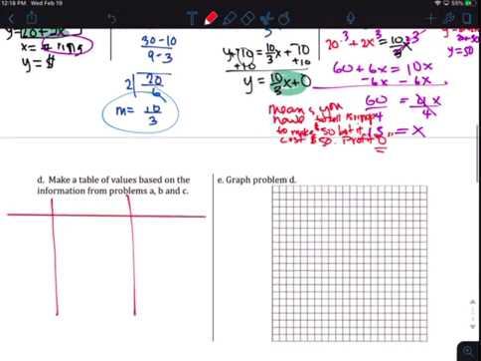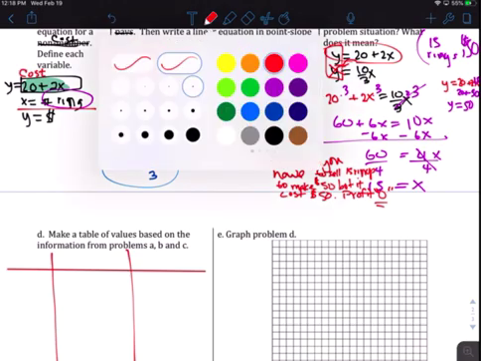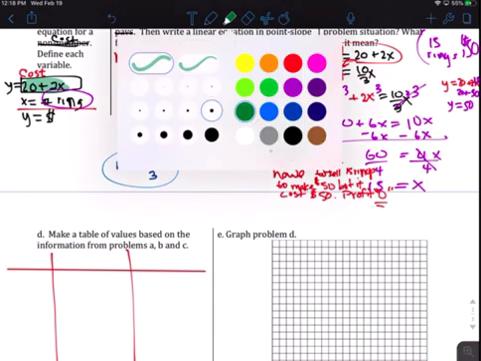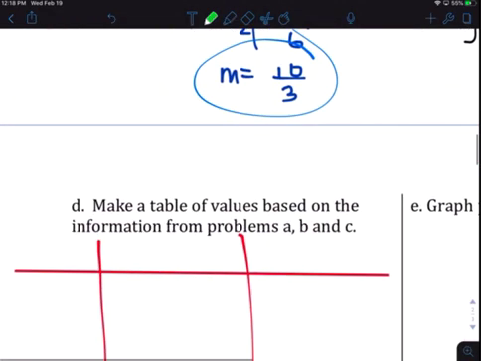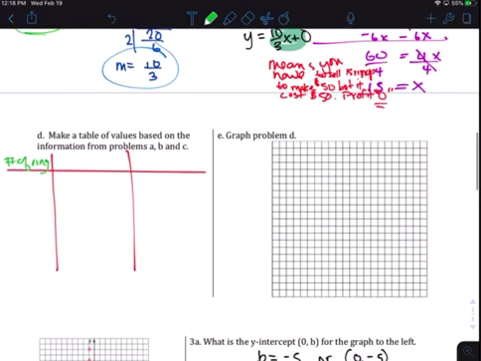Problem A, let's see what we can use from problem A. Number of rings x, so number of rings x, right here. We're going to put that in here. And then what this is, okay, that goes there. So this is x is number of rings.